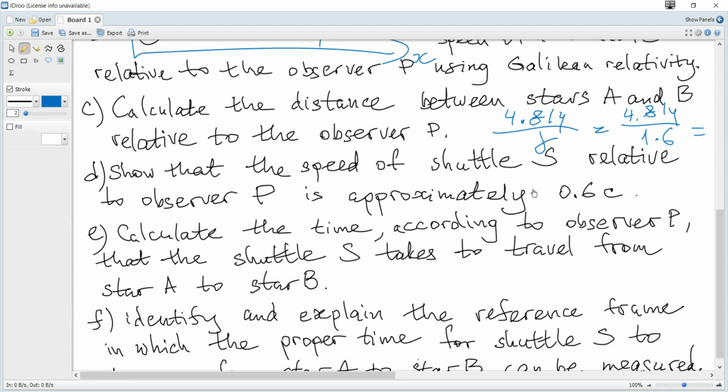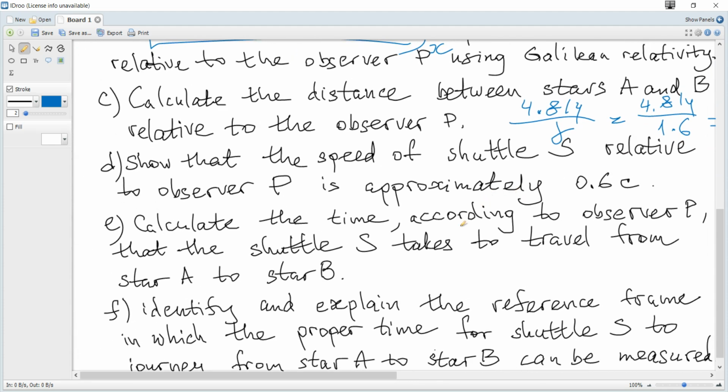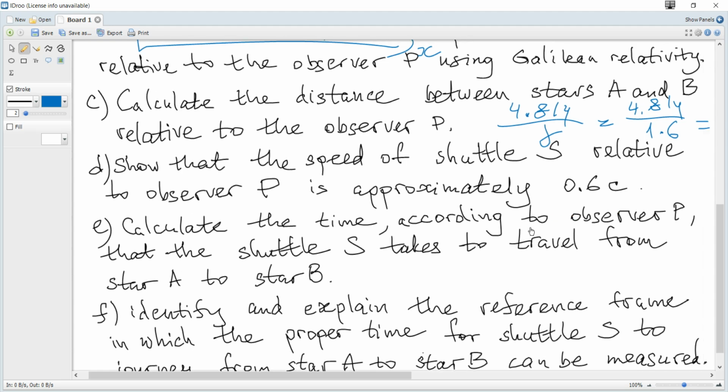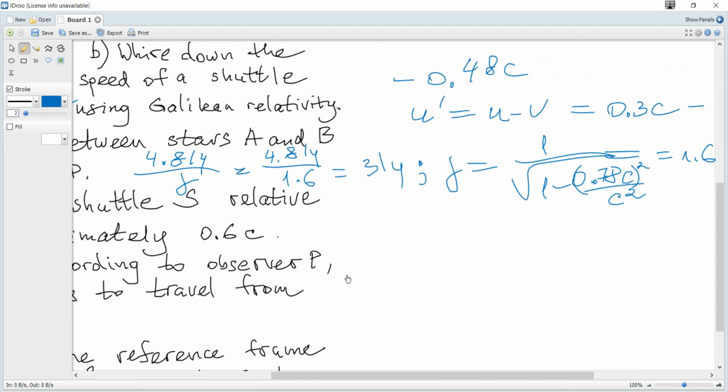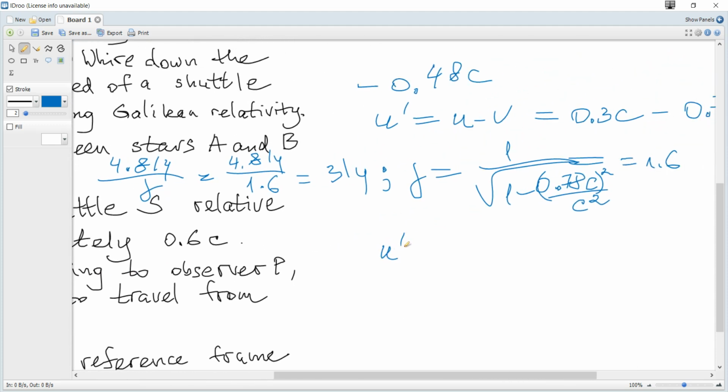The next question shows that the speed of shuttle S relative to observer P is approximately 0.6. So it means we should use a formula of special relativity. What formula? Actually it is the same, u prime is not actually the same, a bit different. What is the difference? The denominator arises, which is 1 minus u v over c squared.